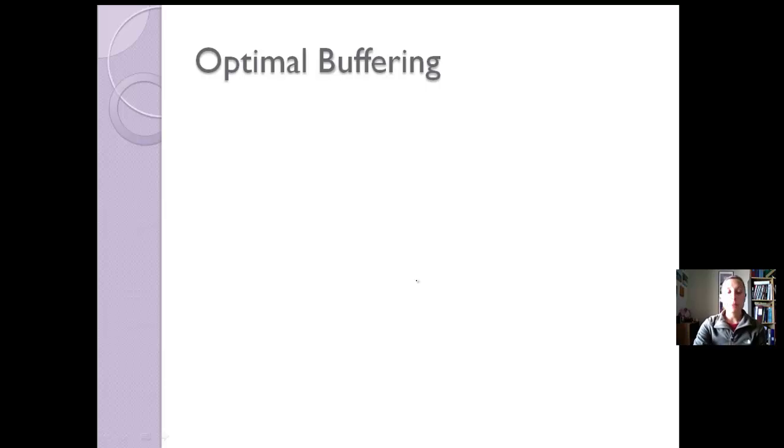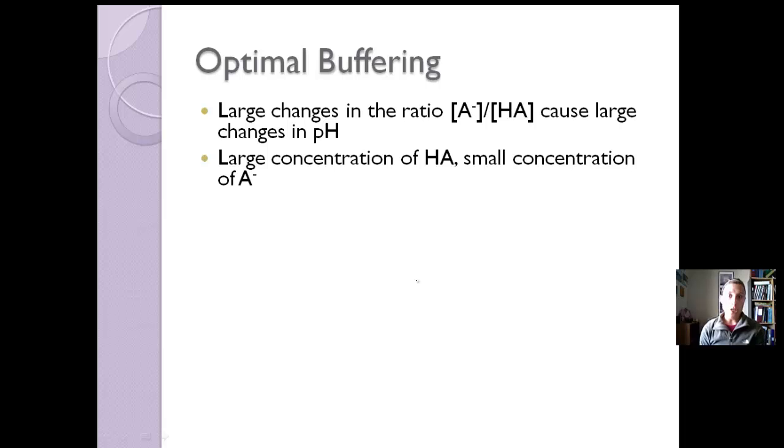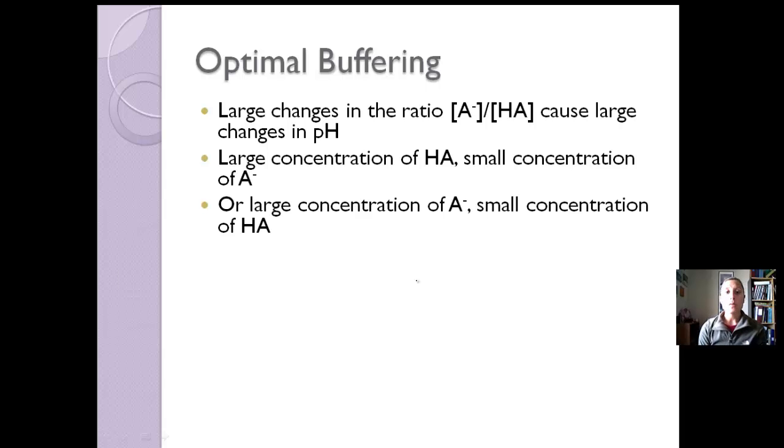So let's talk about optimal buffering. What's the best concentration we can have to get optimal buffering? We know that large changes in our ratio are going to cause large changes in pH. So that would not be a good buffer because we don't want a change in pH. If we have a good buffer, pH shouldn't be changing. So there's two ways that we can change that ratio. We can have a large concentration of HA and a small concentration of the conjugate base, or we can have a large concentration of the conjugate base and a small concentration of the acid. And well, we don't want either of those things.